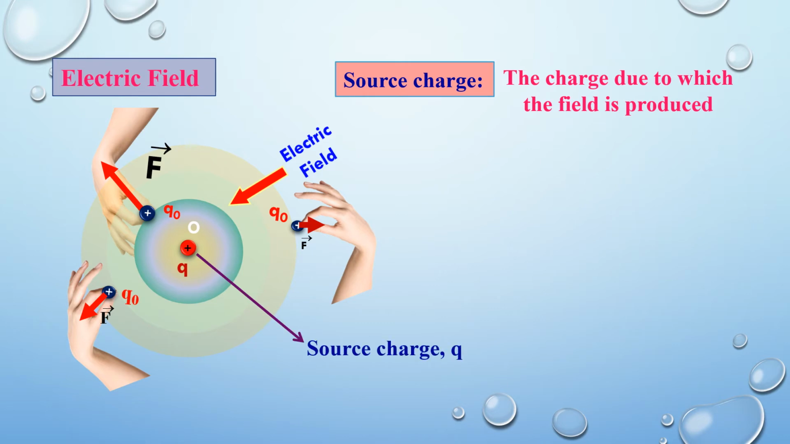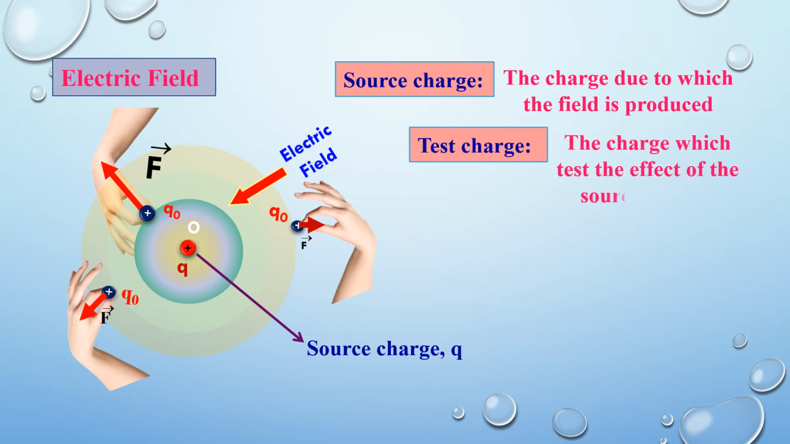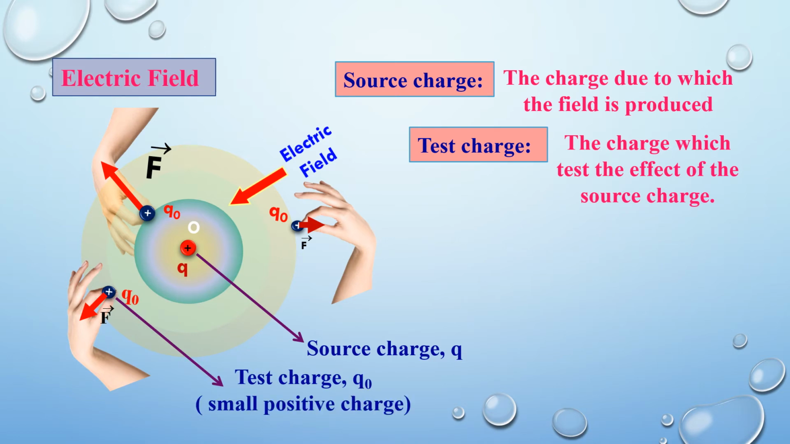So from our examples we know that Q over here represents the source charge, and the test charge is the one which experiences the effect of the source charge. So the test charge usually experiences the force due to the source charge. So Q naught over here represents the test charge, which we have considered to be a small unit positive charge.